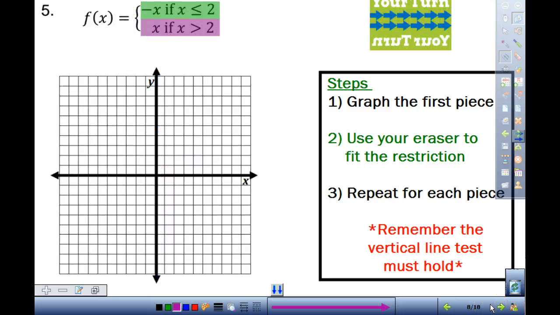All right, so this is the first one on your page. Let's go ahead and do it together. All right, so boundary line first. This time it's at 2. So draw that.